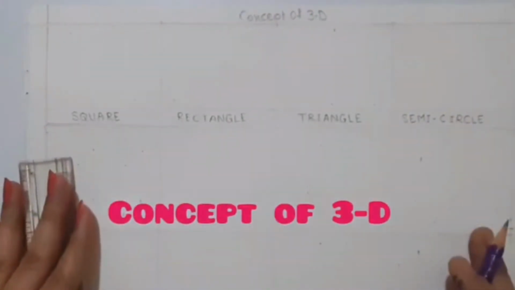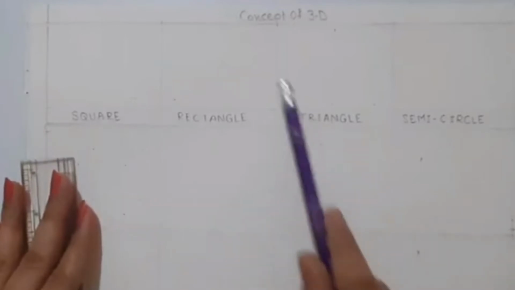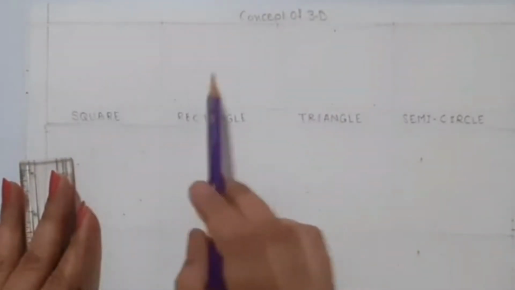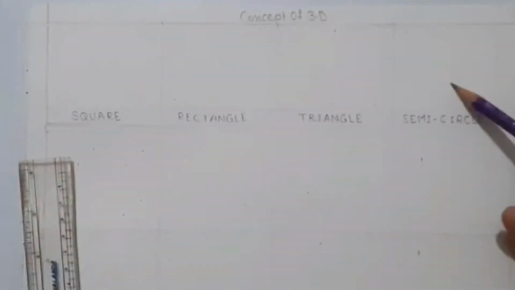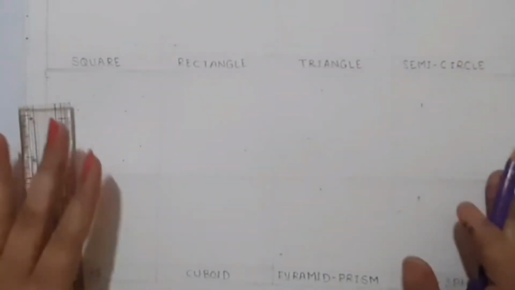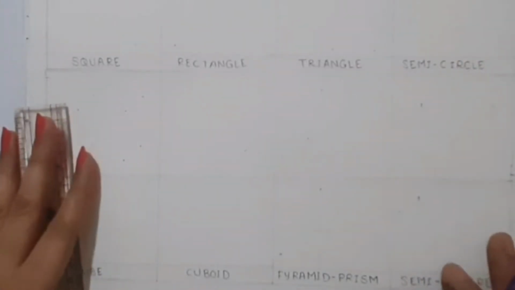Hello my dear kids. Today's topic is the concept of 3D. For that I have drawn 4 squares, 4 squares for 3 times. That means 12 squares total I have drawn.